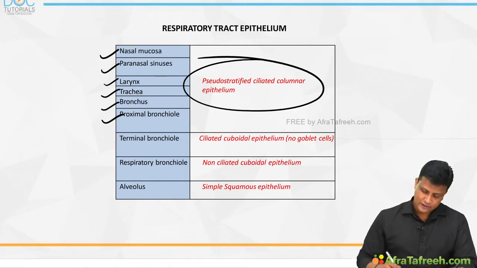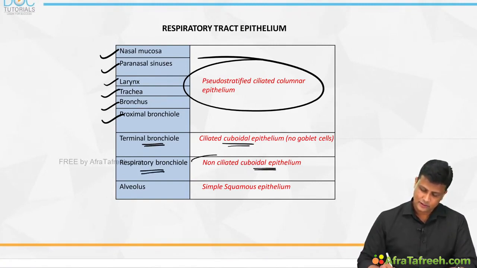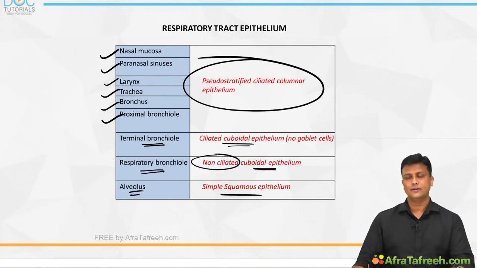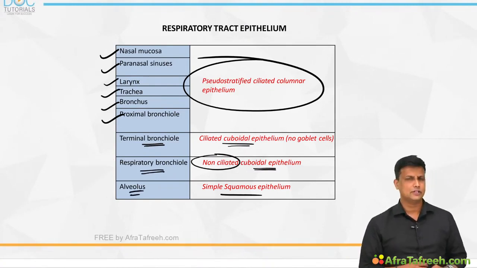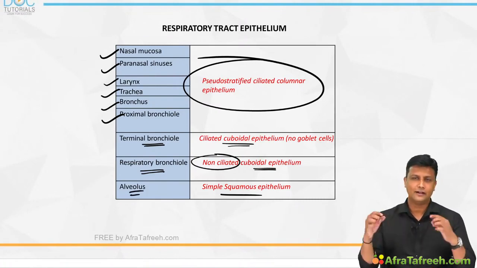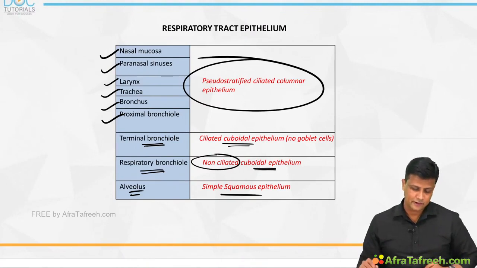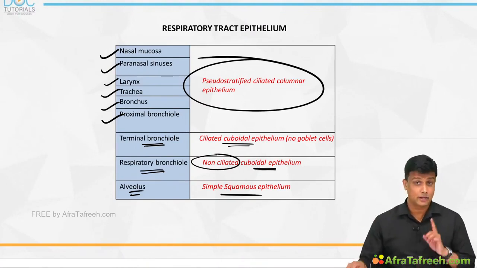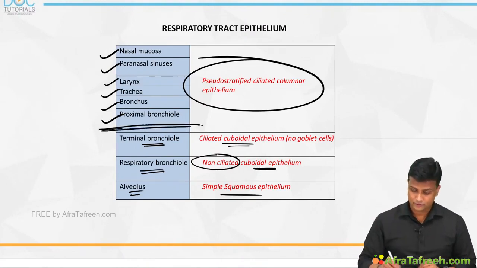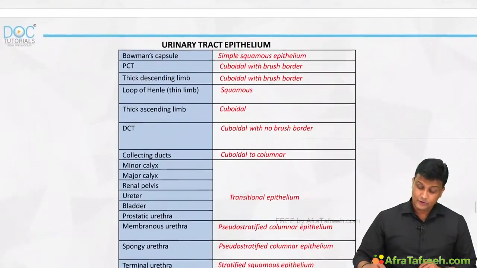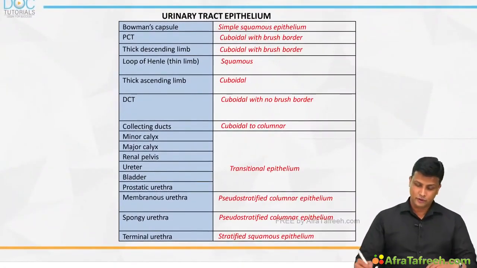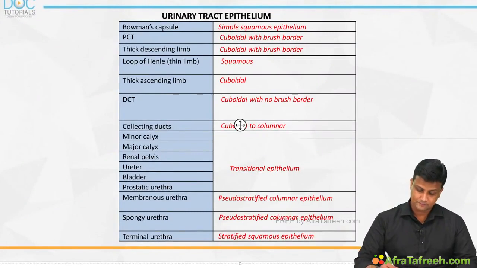From there, it is going to change. Terminal bronchiole is the one which will have ciliated cuboidal epithelium. Respiratory bronchiole will have cuboidal only, but non-ciliated, important. And alveoli, where exchange of gases takes place, will have simple squamous epithelium. Alveoli will be lined by flattened epithelial cells, simple squamous epithelial cells. So most of the places in the respiratory tract, it will be pseudo-stratified ciliated, but remember till where? Till the proximal bronchiole. Moving on to the urinary tract epithelium, nothing but the urothelium.